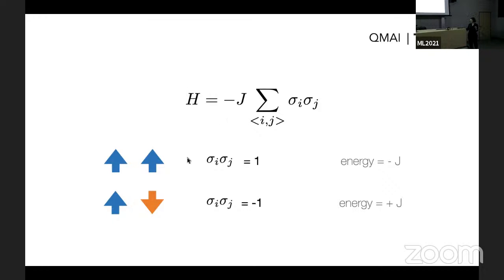So for example, this tells you that if sigma_i and sigma_j are aligned, meaning the product of them is +1, I get the energy minus J. And that's a lower energy than if they are misaligned, the product is -1. So this Hamiltonian gives me energy plus J, right? So this has a lower energy than this.